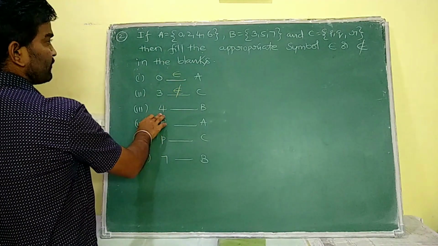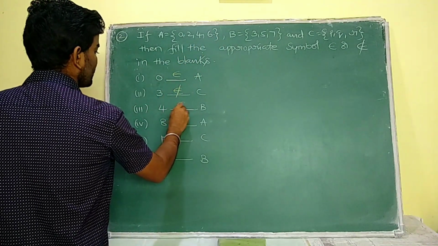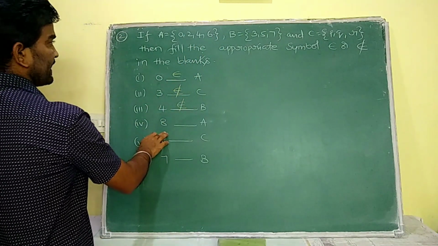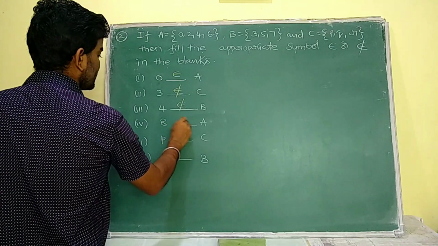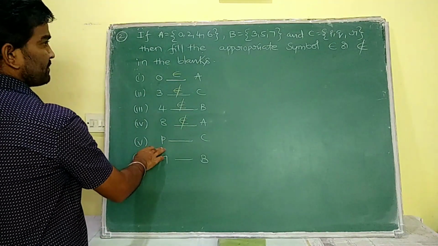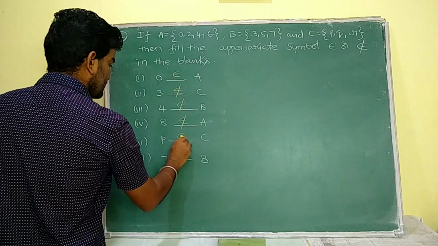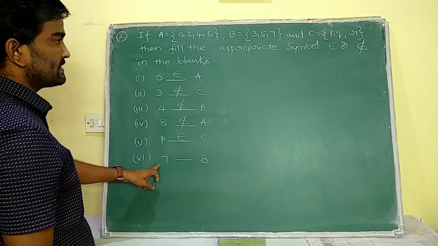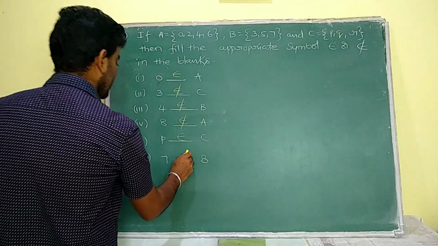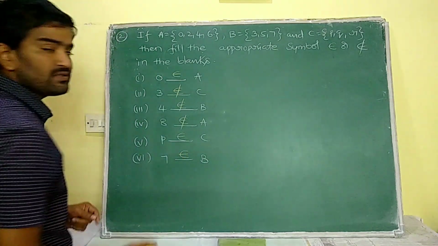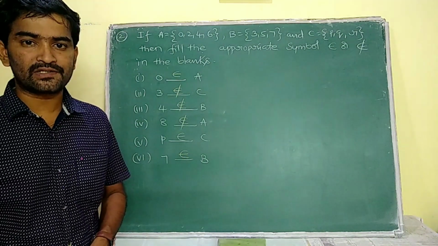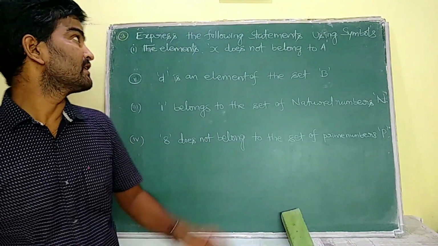Now, does 4 belong to B? No, so does not belong to. Does 8 belong to A? No, it does not belong to. Does P belong to C? Yes, so it belongs to. Does 7 belong to B? Yes, it belongs to. So that's why I will use belongs to. I hope you understand.